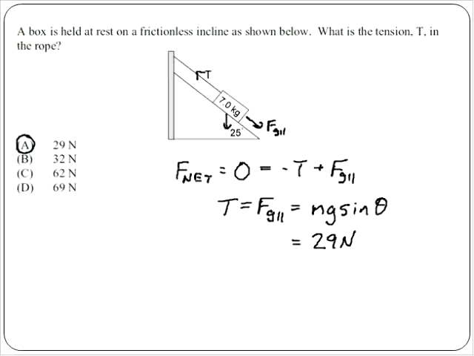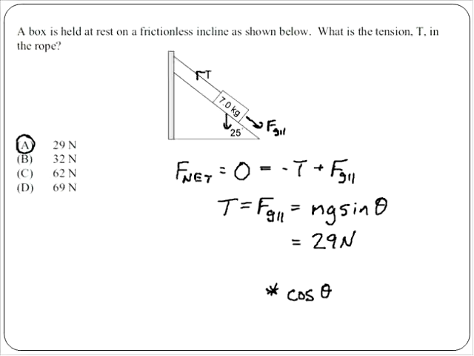Now you got to be careful, because if you had put cosine of theta in there instead of sine theta, you would have gotten the wrong answer. But the answer that you would have gotten is there. It is there, right? Because it would be 7 times 9.8 times the cosine of 25 degrees would actually equal 62 newtons. And that answer is there. So it's a little tricky. You got to be careful. That's what we call a distractor.